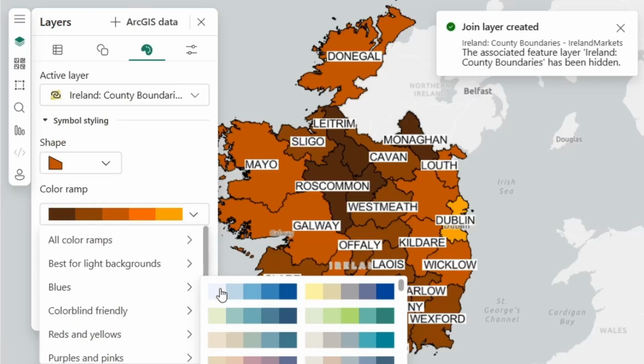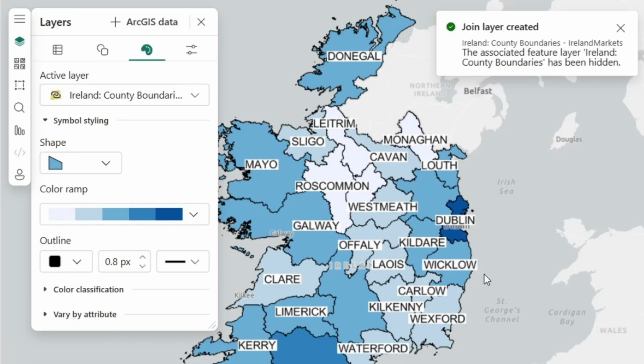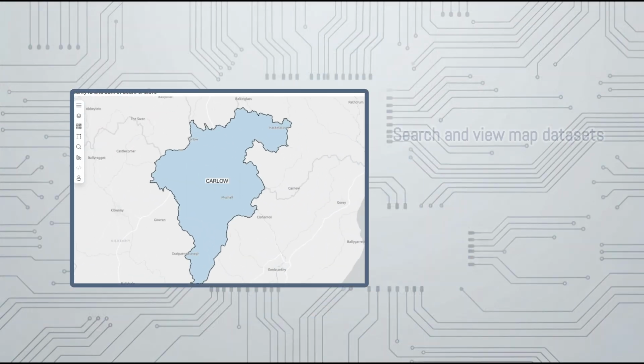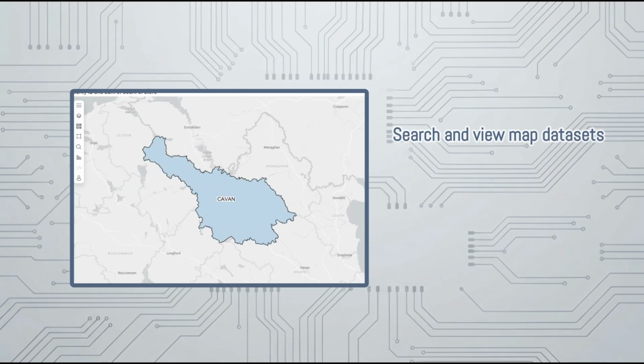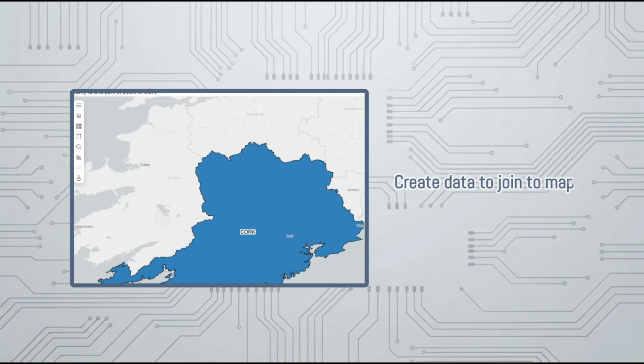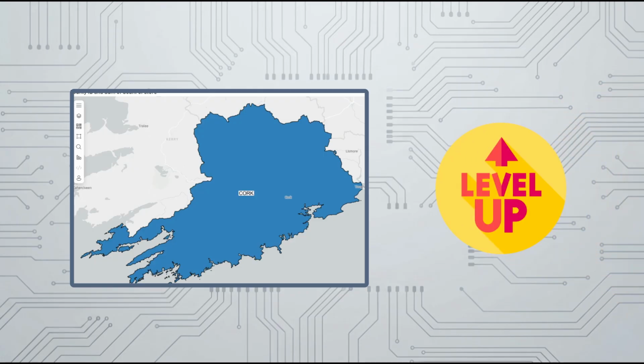In this video, you will learn how to create a field shape map using Power BI's free ArcGIS visual. You will search and view map datasets, create data tables that can join to the map dataset, and add color, labels, slicers, and tables that supplement your map. Stay tuned to see how easy mapping can be.